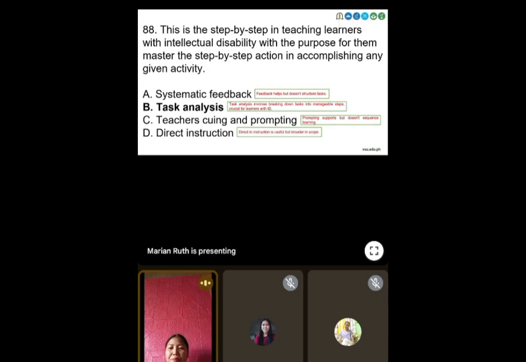Why not letter A, C, and D? Systematic feedback is not the correct answer because feedback helps but doesn't structure the task. Why not letter C? Teacher cueing and prompting provide support but don't sequence learning. Why not letter D, direct instruction? Direct instruction is useful but broader in scope. Next, number 89.